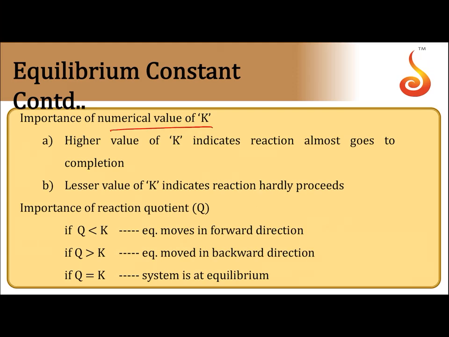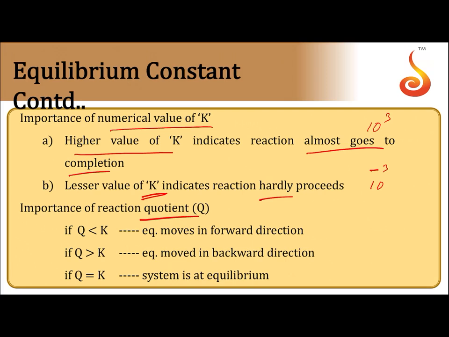One more point, the importance of the numerical value of K. A higher value of K indicates the reaction almost goes to completion. For example, if the value is very high, something like 10 to the power of 3, it says the reaction almost all goes in the forward direction. A very much lesser value of K, say 10 to the power of minus 3, says the reaction hardly proceeds. So the numerical value also gives the nature of the reaction.